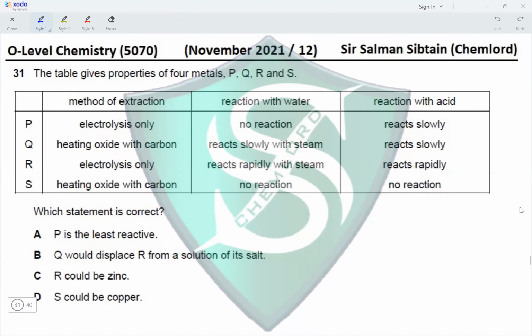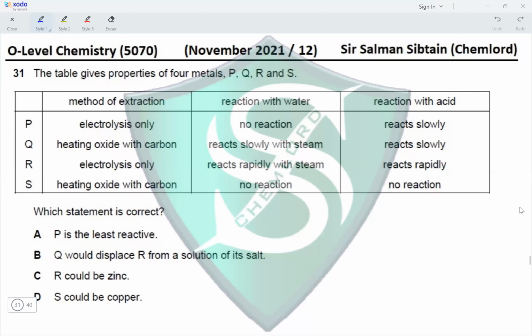For Q, heating oxide with carbon, reacts slowly with steam, and reacts slowly with acid. R, electrolysis only, reacts rapidly with steam, reacts rapidly with acid. And S, heating oxide with carbon, and no reaction with water and no reaction with acid. Now, which statement is correct?